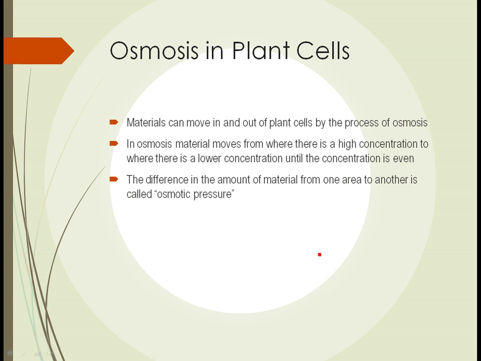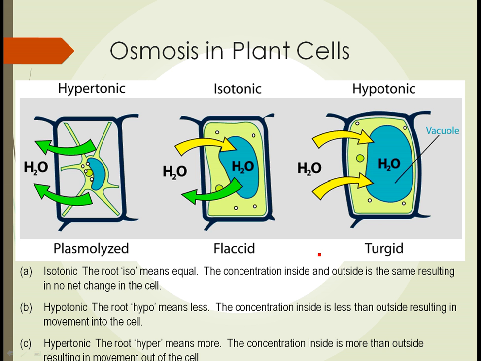Plants use this process, and the differential between these areas of high concentration and low concentration is called osmotic pressure. There are three states of osmosis in a plant cell: hypertonic, isotonic, hypotonic. Hyper comes from a root word that means more.